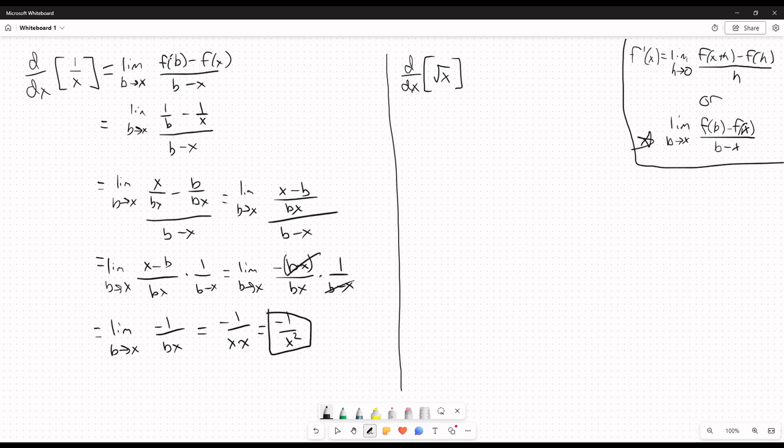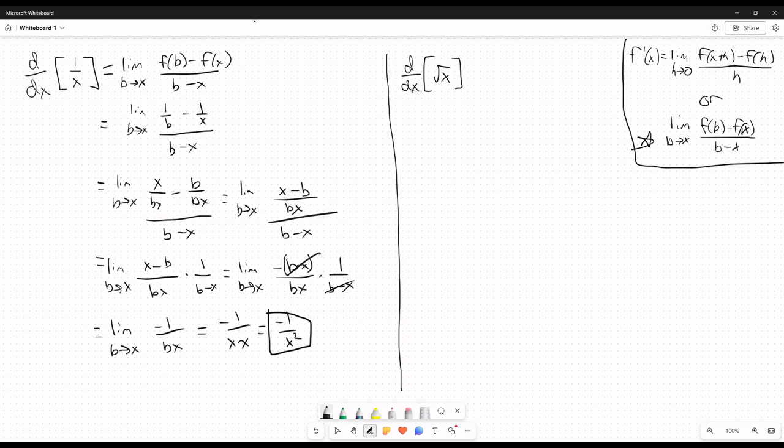So we get the same answer. I personally like this way a little bit more because I don't have awkward x plus h's floating around. Those x plus h's are useful when we're squaring stuff like that. But especially when you're dealing with fractions, this can be a little bit easier to work with.